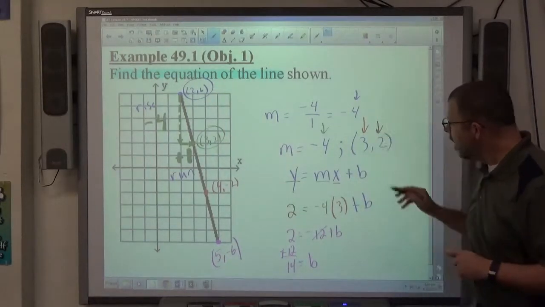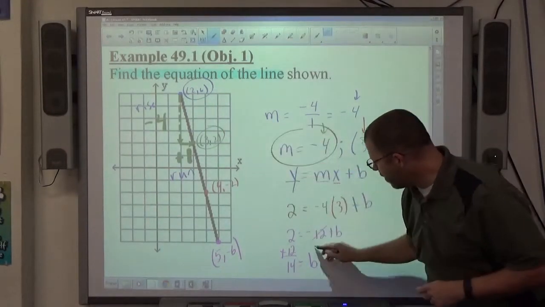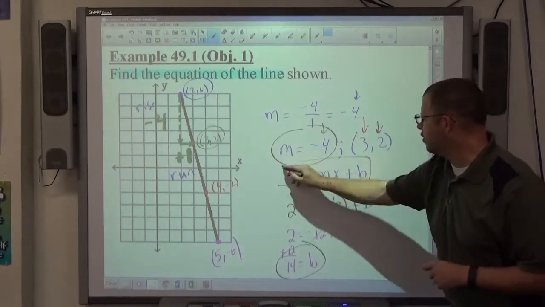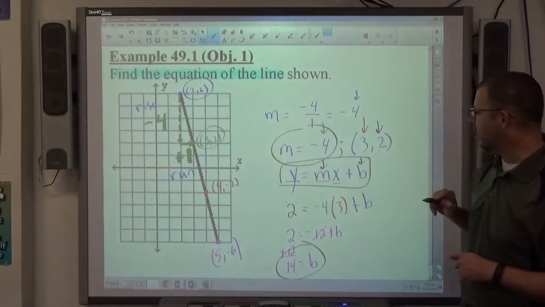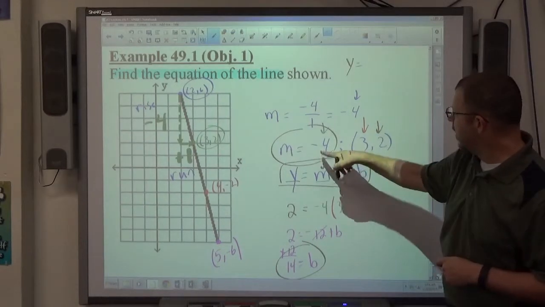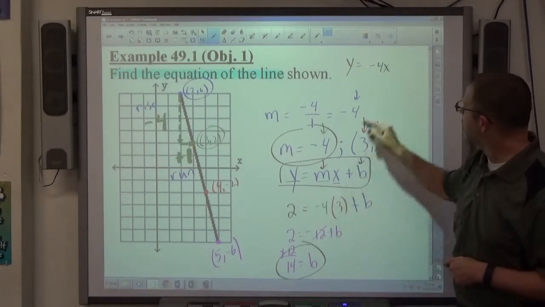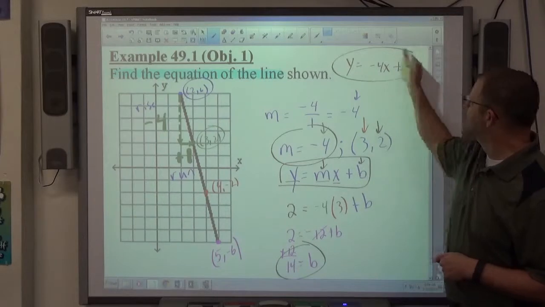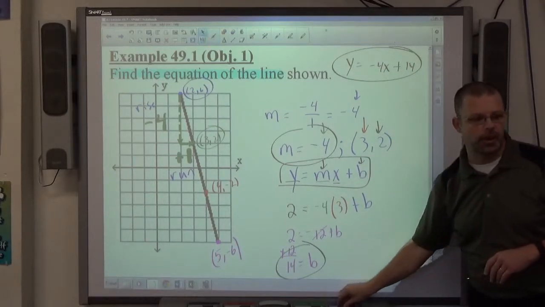So once I know the slope and the y-intercept, I create this structure, replacing those two numbers with what they are. So the answer is y equals negative 4x plus 14. And that's what we're looking for, the equation of the line that creates that.